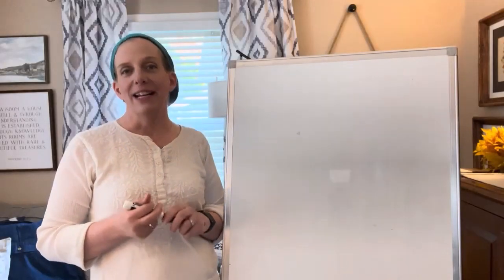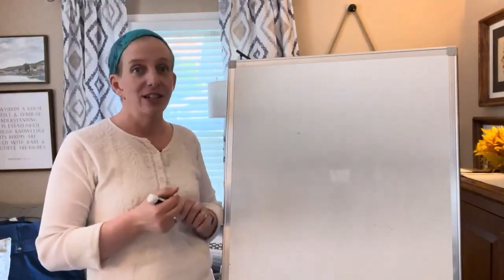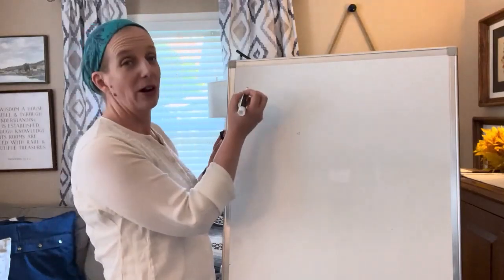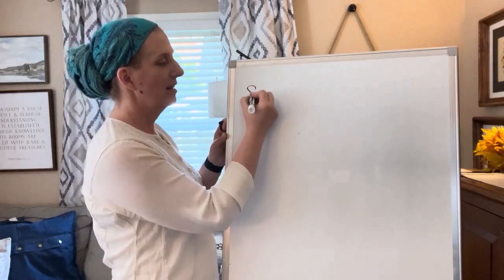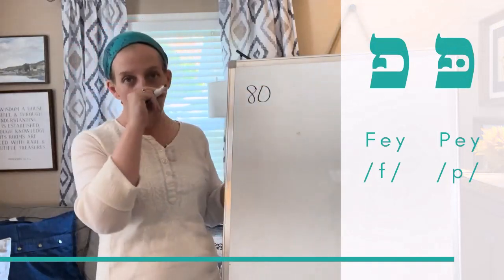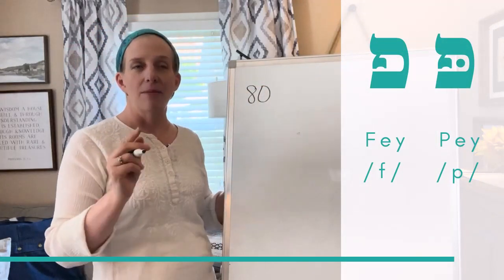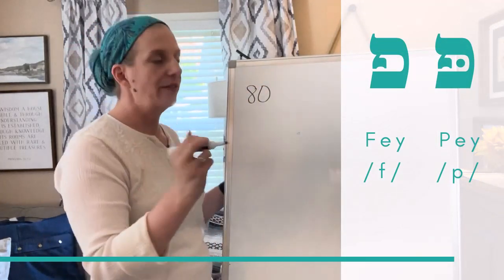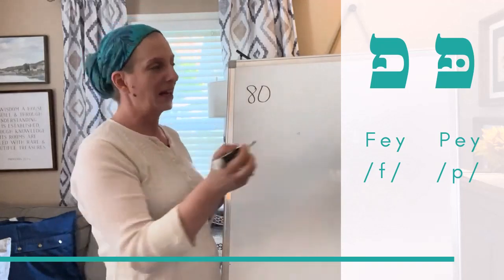Okay, let's go right into our new consonants today. We're going to start with the one that has the numeric value of number 80. And this one is a pay or a fay. Now it makes both of the sounds. So I'm going to draw it first and let you understand why it's making these sounds.